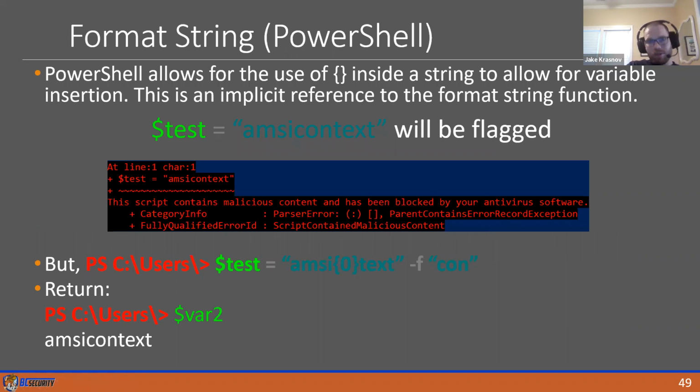Format string is another way of doing data insertion or variable insertion, and it's pretty useful. This is probably one that you've seen a lot. It's one that Invoke-Obfuscation and some traditional PowerShell obfuscation tools use pretty heavily, because it allows for some pretty convoluted ways of building strings. Basically, the order that the variables appear in the string doesn't necessarily have to align with the order that they're being inserted.